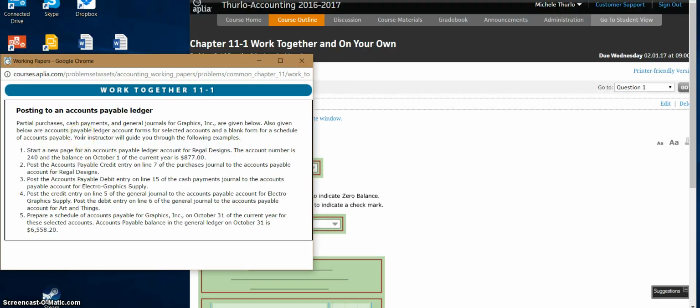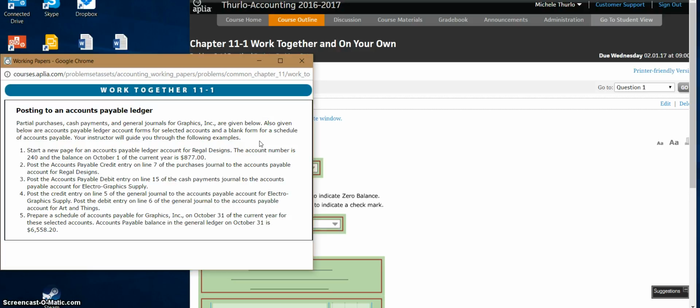So if you look at your instructions, it says partial purchases, cash payments, and general ledgers for graphic inks are given. Also given are the accounts payable ledger accounting forms for selected accounts and a blank form for a schedule of accounts payable. So we're going to start.